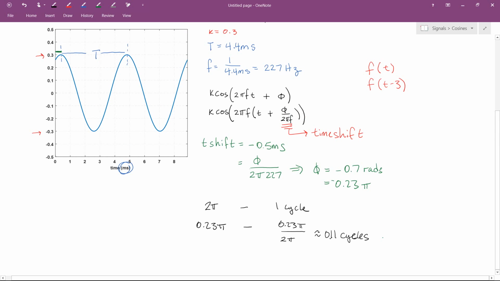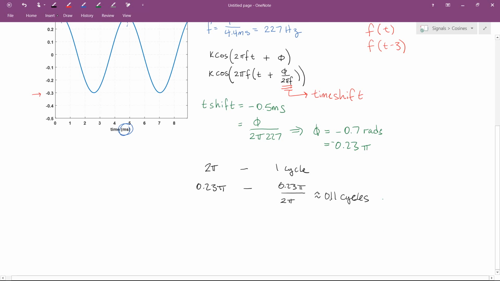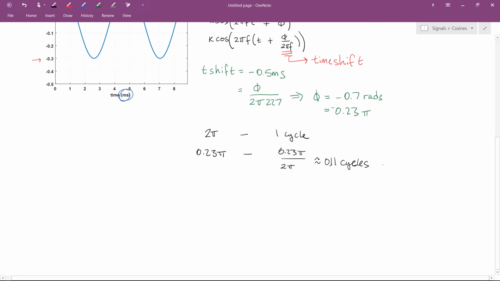And if you look at that, it makes sense, right? If you compare the time shift over here shown in green to the entire duration, it's about 1/10 as big. So that's a sanity check that we did it right. So finally, putting it all together, we have the equation for this cosine is x of t equals 0.3 cosine 2 pi 227t minus 0.23 pi. And there you go.